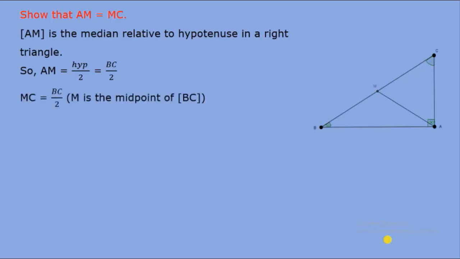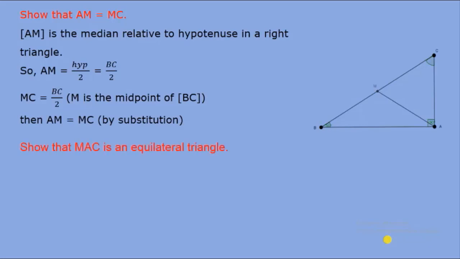Also, we have MC is equal to BC over 2, since M is the midpoint of BC. MC is equal to BC over 2 and AM is equal to BC over 2, then by substitution we get that AM is equal to MC.